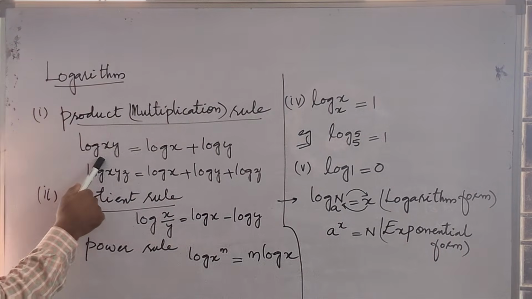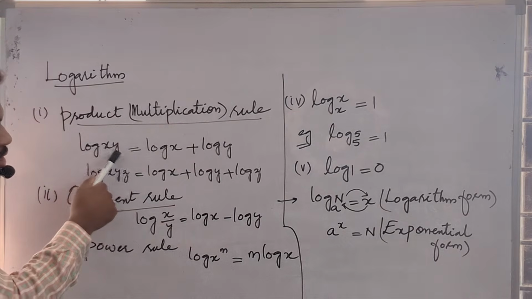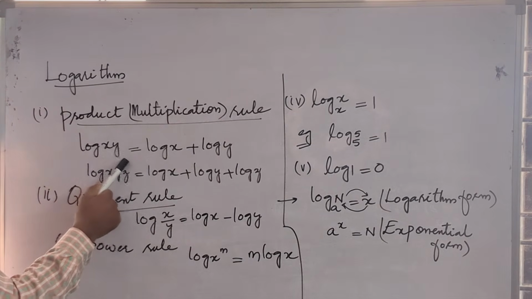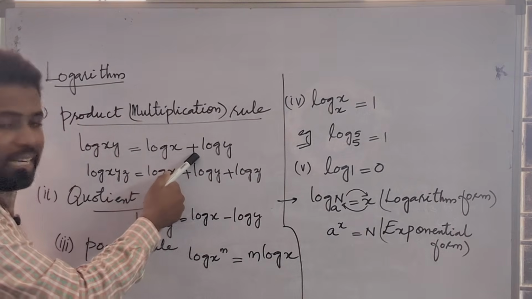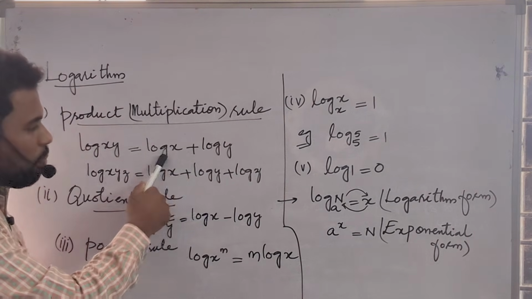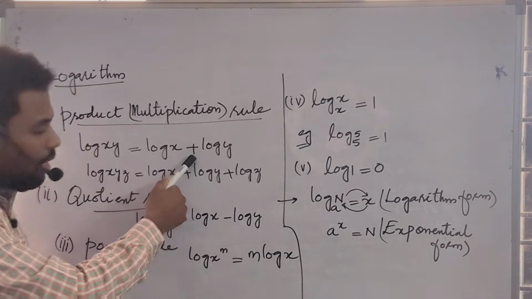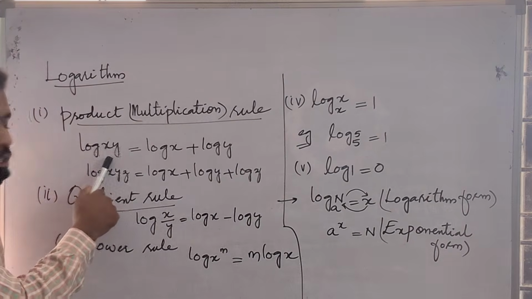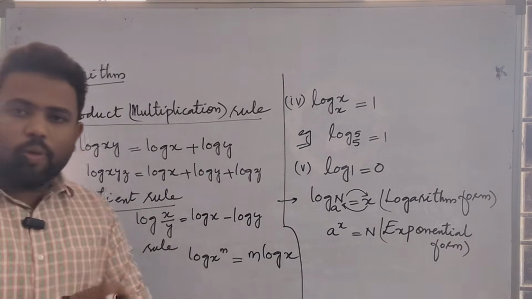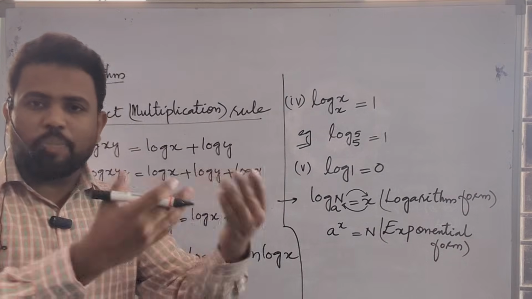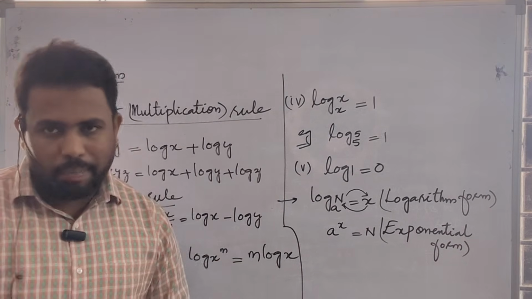If you see carefully, these two values x and y are multiplying with each other. With multiplication, we have to expand the log by writing plus in the middle. It doesn't matter if it is 2 values multiplying, 3 values, or more than 3 values multiplying. Whatever the number of values multiplying, you have to expand the log by writing plus in the middle.